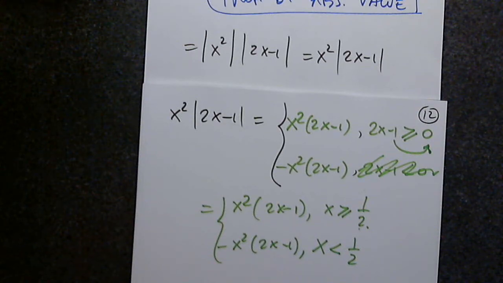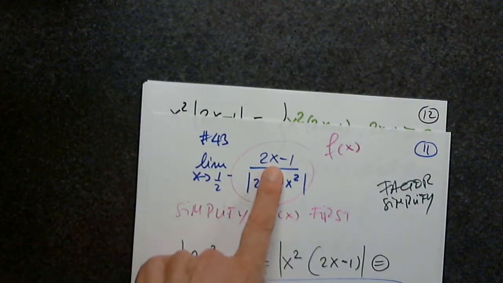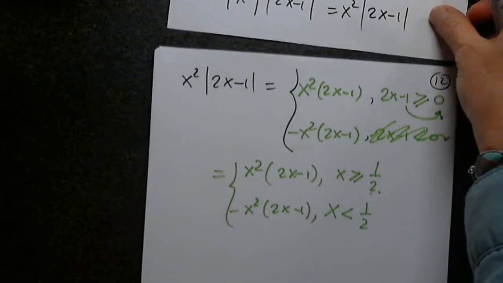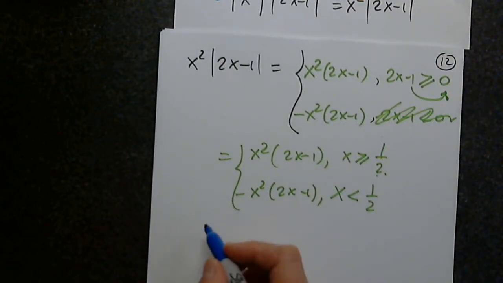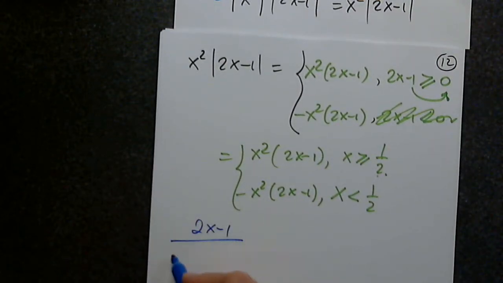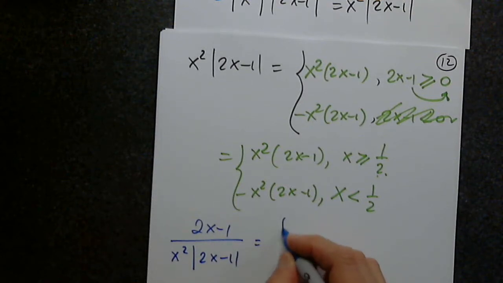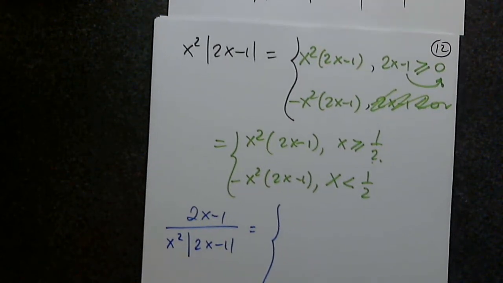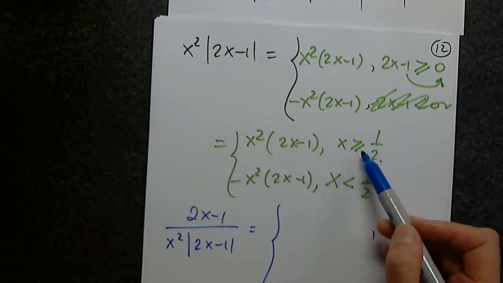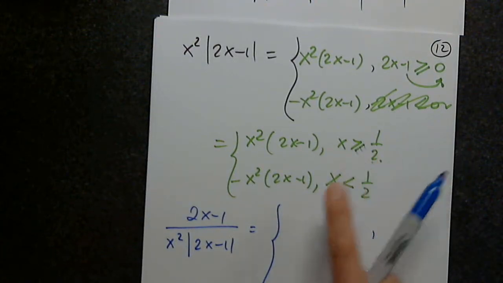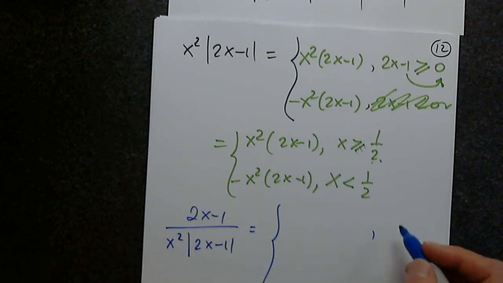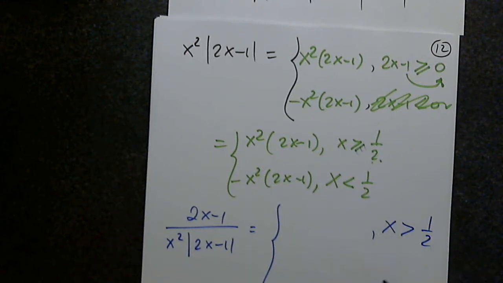All this work, and I haven't even finished. I only worked on the denominator. Now I will put everything together. So now we want 2x minus 1 over x squared, the absolute value of 2x minus 1. And there must be two options. I can no longer use the equal symbol because now this quantity is in the denominator. So greater than 1/2, less than 1/2.